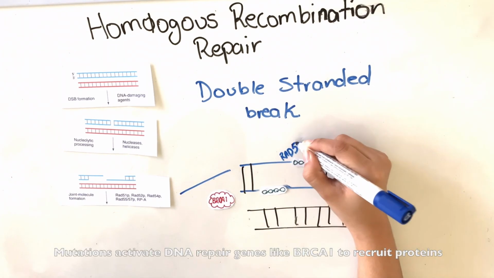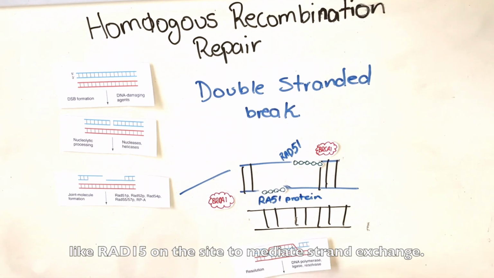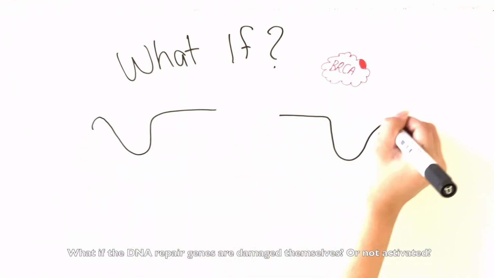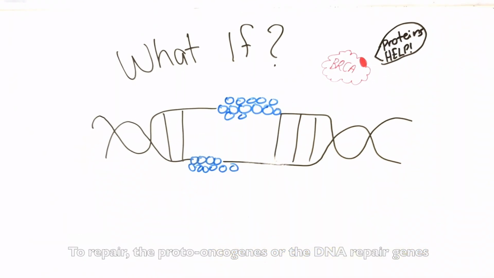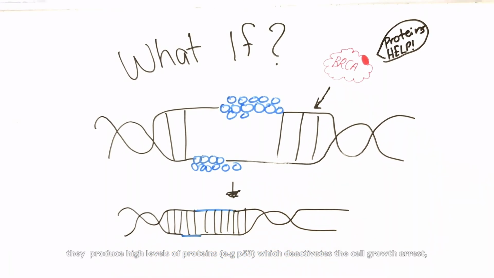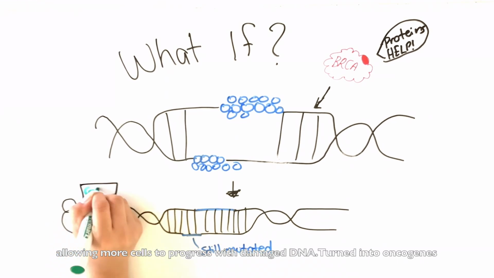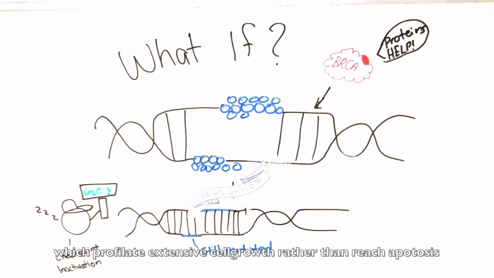Mutations activate DNA repair genes like BRCA1 to recruit proteins like RAD51 on site to mediate strand exchange. What if DNA repair genes are damaged themselves or not activated? To repair the proto-oncogenes or the DNA repair genes, they produce high levels of proteins like p53, which deactivate the cell growth arrest, allowing more cells to progress with damaged DNA, turned into oncogenes which proliferate extensive cell growth rather than reaching apoptosis.